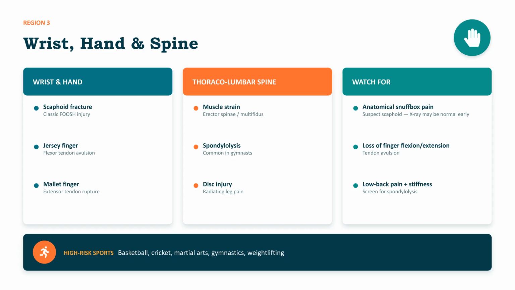What to watch for? Any loss of finger flexion or extension suggests tendon avulsion, and any young athlete with low back pain and stiffness should be screened for spondylolysis. Don't dismiss it as just a muscle strain. High-risk sports include basketball, cricket, martial arts, gymnastics, and weightlifting.